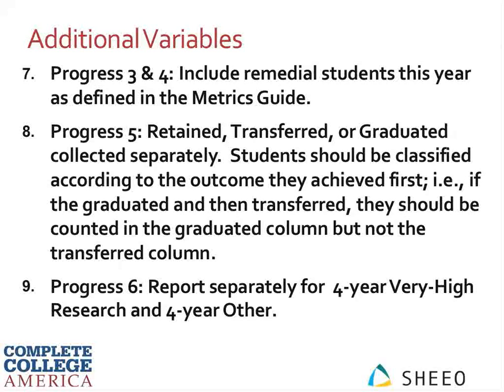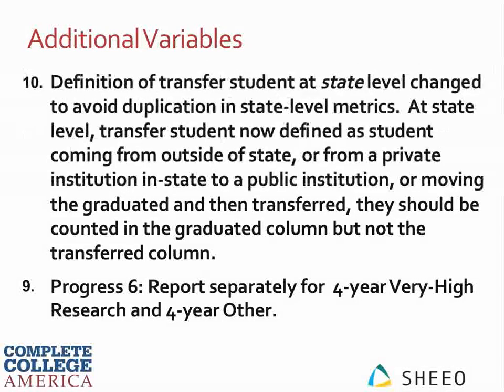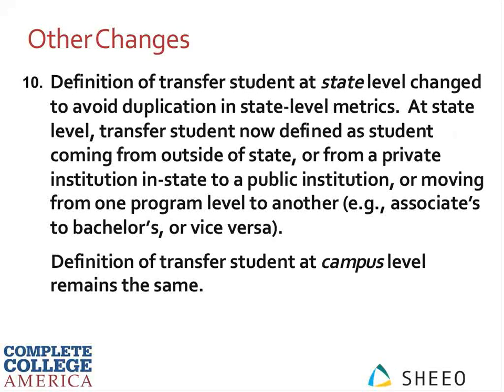Progress 6, simply separating the 4-year very high research campuses from other 4-year campuses. And then another change at the state level, we are working to line up with the access to success metrics, and this also makes sense logically to avoid double counting.